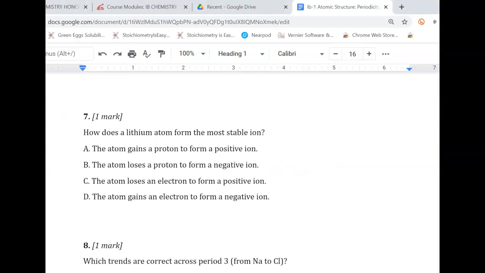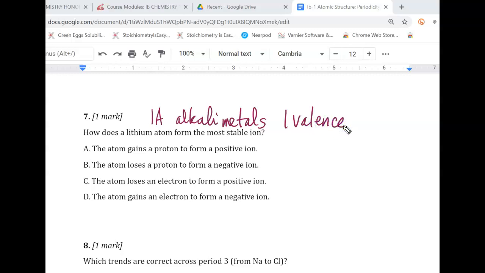All right, number 7, how does a lithium atom form the most stable ion? You look up lithium and find that it has a 1A over the top of the alkali metals group, so you know that it has 1 valence electron. It is most likely going to lose its 1 valence electron. It will not gain, it will most likely lose electrons. So if it started with 3 protons and 3 electrons, it loses 1 electron to go down to 2 electrons. Now it has an overall positive charge, so this makes a positive ion.